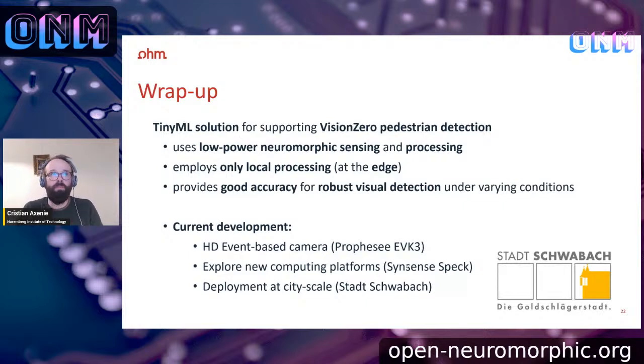What are we working on now, because we got really good feedback locally in Germany? We are porting the system away from the custom old DVS sensor we had, which was fantastic to get us started, to a Prophesee EVK3. So we go to HD now. Then we look at new computing platforms. I know SynSense Speck also has 128 by 128 pixels, so we can't do too much with that, but we really hope that Dylan and the folks and Sadiq will work on bringing this on.